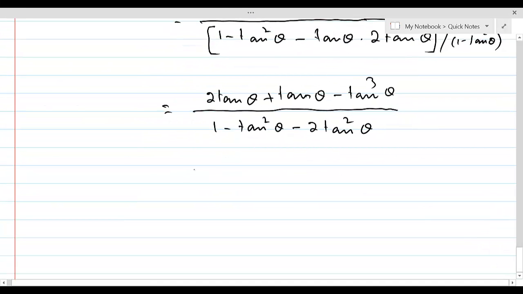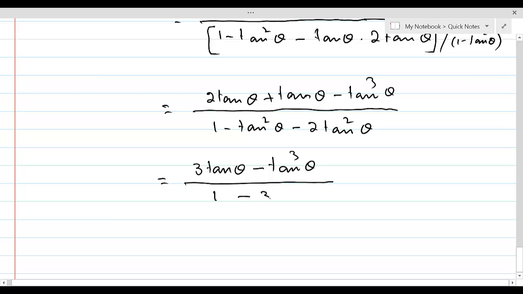And now adding up the like terms, we will have 3 tan theta minus tan cube theta over 1 minus 3 tan square theta. So these are the triple angle identities, and we'll see you in the next lesson.